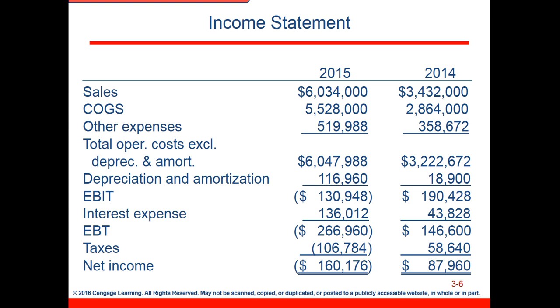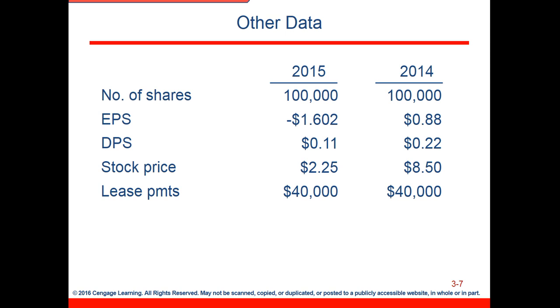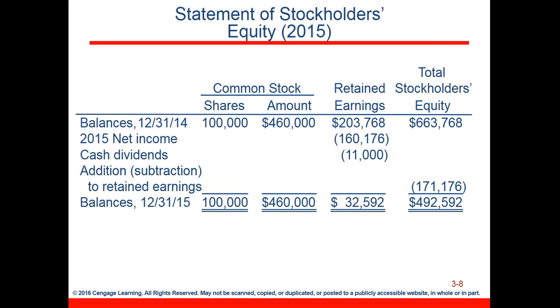But what you are going to see is net income has decreased from 2014 to 2015. The number of shares has been the same. Earnings per share is negative in 2015, so there is a big difference between 2014 and 2015. As a result, dividends per share has decreased. The stock price plummeted, almost a 70 to 75% decrease from $8.5 to $2.25. And the lease payments have been pretty much standard, as they should be.